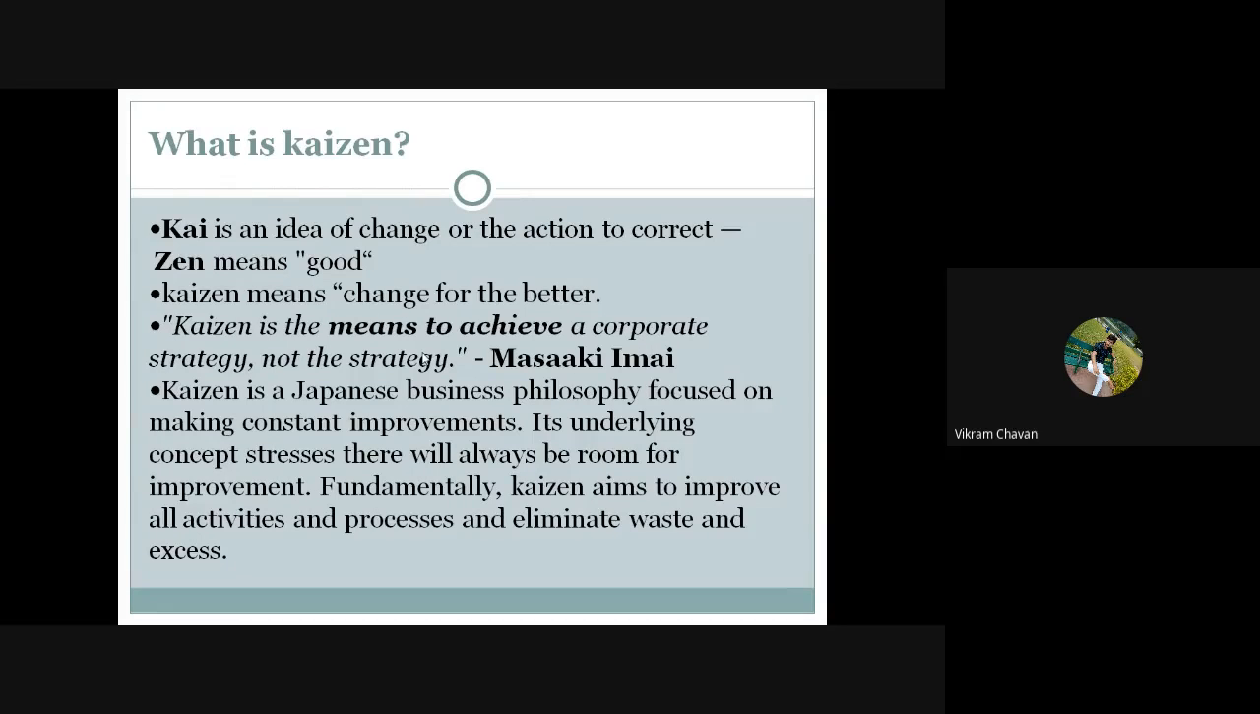One question I get from Rohit: how will we know on what process or product we need to apply Kaizen and make changes, or do we need to apply it to all the things in the industries?